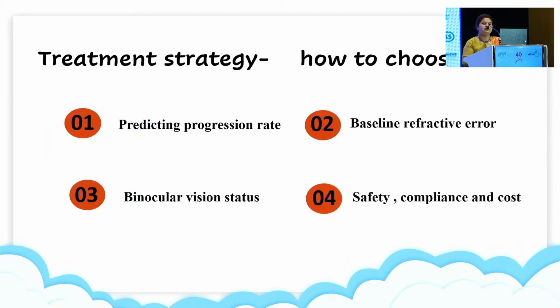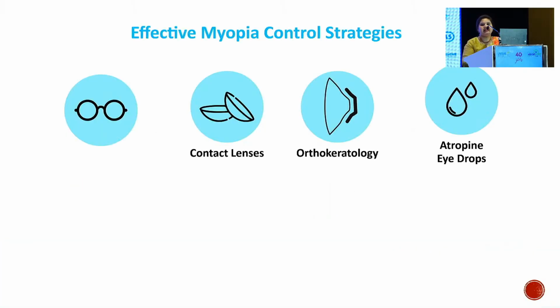So how to choose the treatment modality? You have to consider the baseline refractive error, binocular vision status, and of course the availability and affordability of these treatment measures, associated ocular conditions, and the patient and the child's preference as well. So what are the available strategies at present? We have the optical strategies in the form of spectacles and contact lenses, and pharmacological therapy in the form of low-dose atropine.